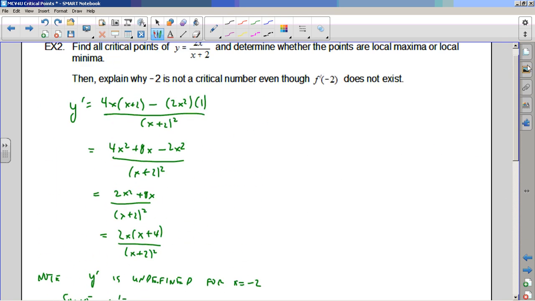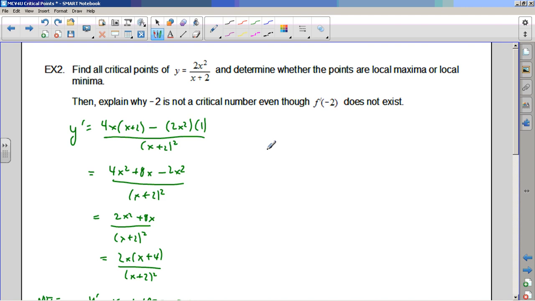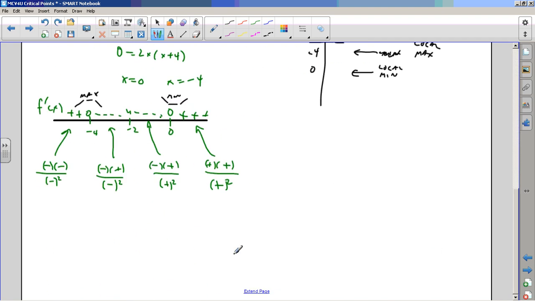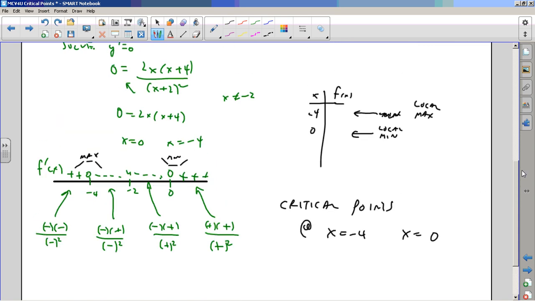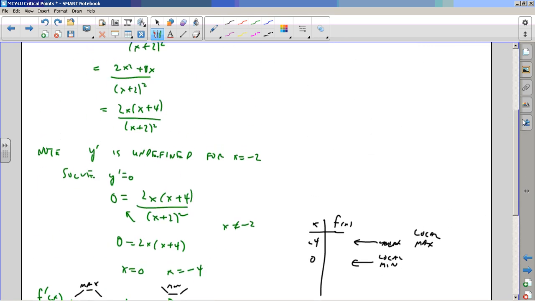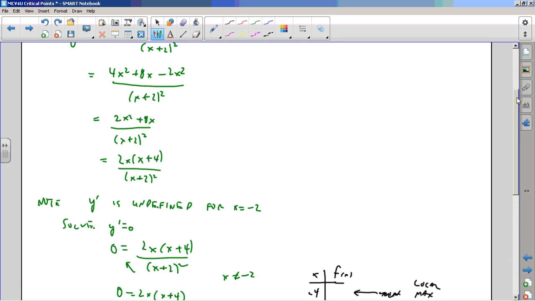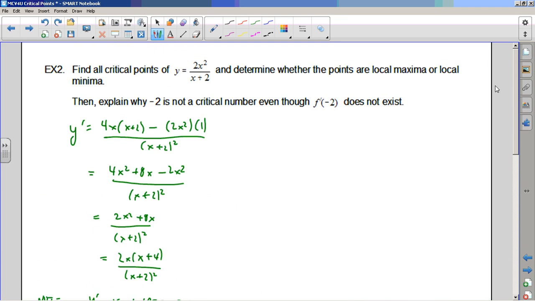What was I asked to do? I was asked to find all critical points. So, do we have critical points? At x equals -4 and x equals 0. I should find the y coordinates, but I don't really care too much about that. So, what about x equals -2?